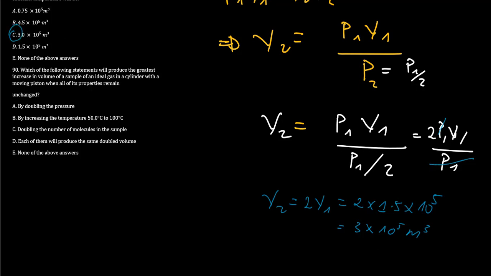Which of the following statements will produce the greatest increase in volume of a sample of ionizing gas in a cylinder with a moving piston when all the properties remain unchanged? A. By doubling the pressure. B. By increasing the temperature from 50 degrees Celsius to 100 degrees Celsius. C. Doubling the number of molecules in the sample. D. Each of them will produce the same double volume. E. None of the above.